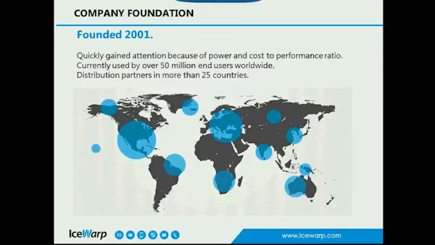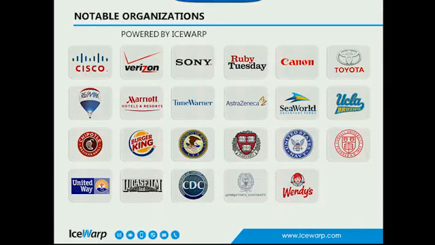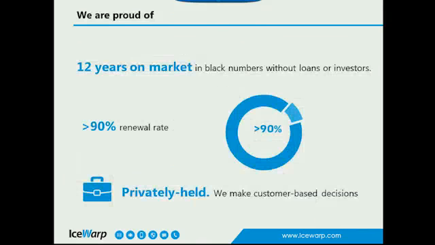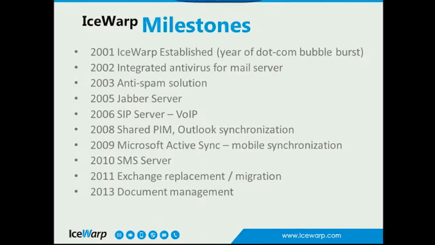Just in terms of a company, we've been on the market for over 13 years now. 50 million end users worldwide. And you can get IceWarp in over 25 countries, either through one of our offices or through our distribution network. Our customers range from small to medium-sized businesses. Our average customer has 100 to 500 users, but we also have some very large household name customers as well.